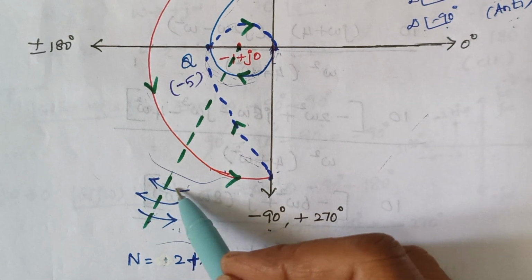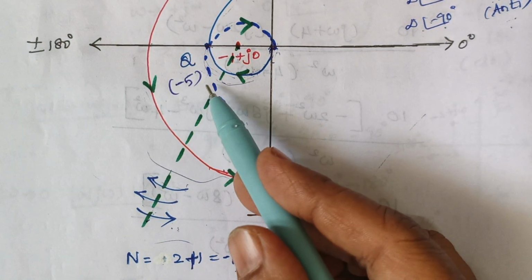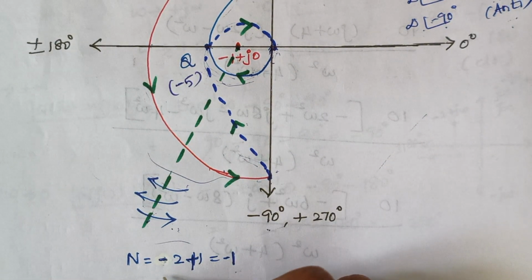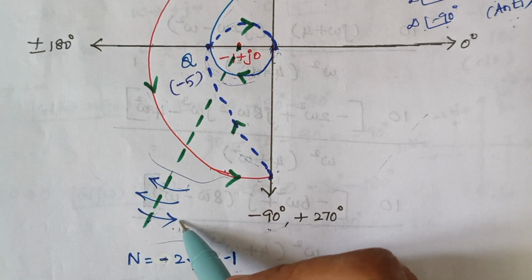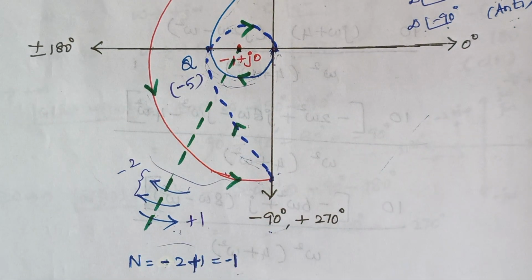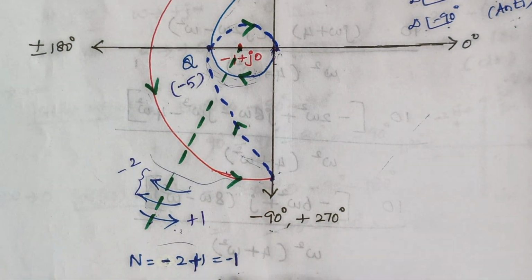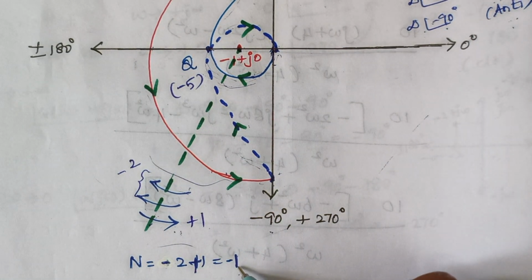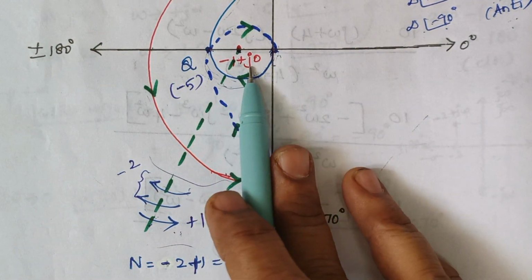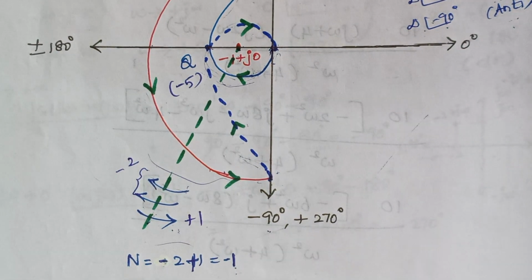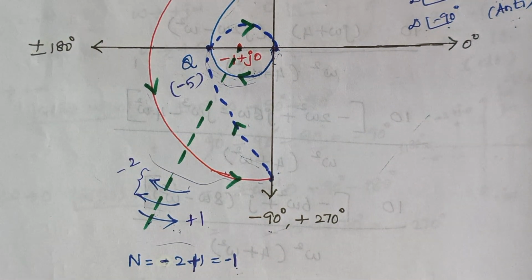So arrowheads we are having how many? Here we are totally 2 in clockwise direction, right? So 2 in clockwise means here it is minus 2, right? And 1 in anti-clockwise, it is plus 1. So here these two should be represented as minus 2 and this should be represented as plus 1. So minus 2 plus 1 gives you minus 1. So minus 1 is nothing but the total number of encirclements around the point minus 1 plus 0j, in clockwise direction.